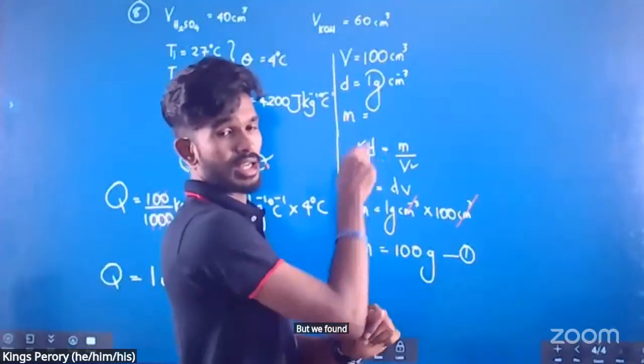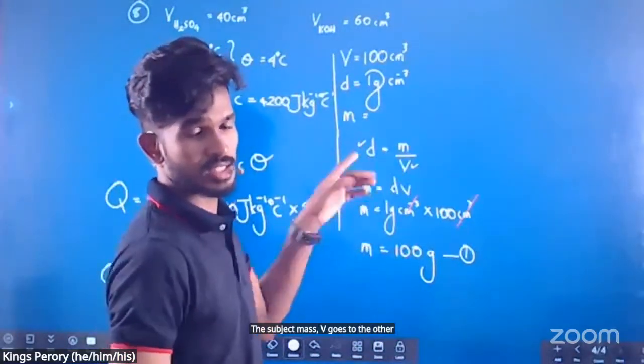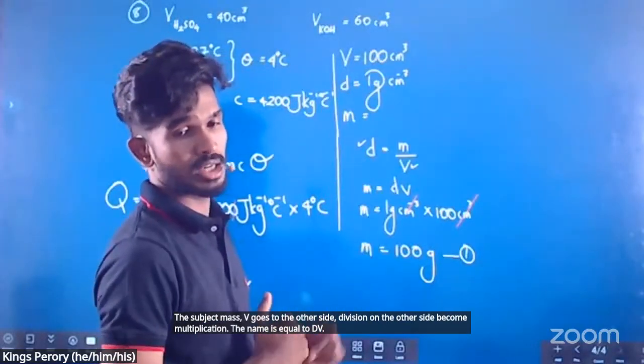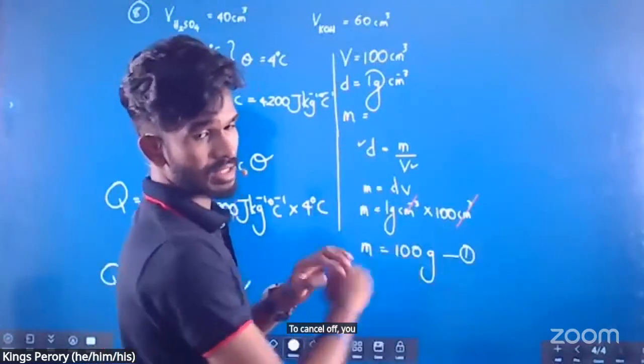How? Density equals mass over volume. To subject mass, V goes to the other side. Division on the other side becomes multiplication. Then M is equal to dV. D is 1 gram per cubic centimeter. V is 100 centimeter cube. You cancel off, you get 100 grams. So mass is 100 grams.